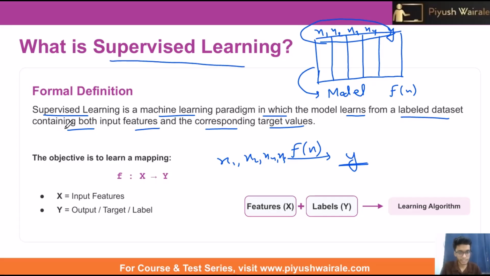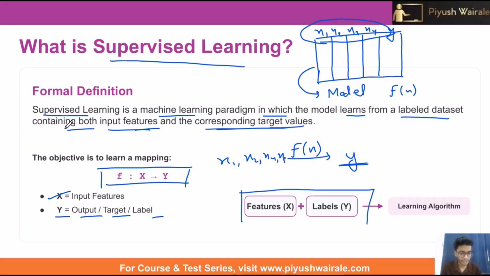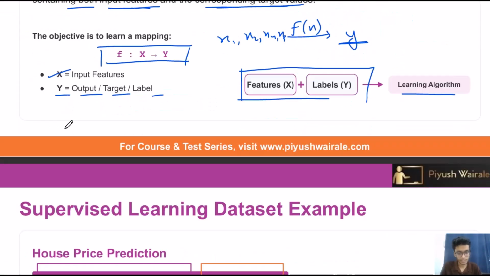We provide some data set with features, input features, and corresponding target values, right? It defines one kind of function, where x defines the input features, and y here is the output, target, or label. With the help of these features and label, it tries to learn the learning algorithm, tries to learn the pattern, and define a function to predict future outcomes.